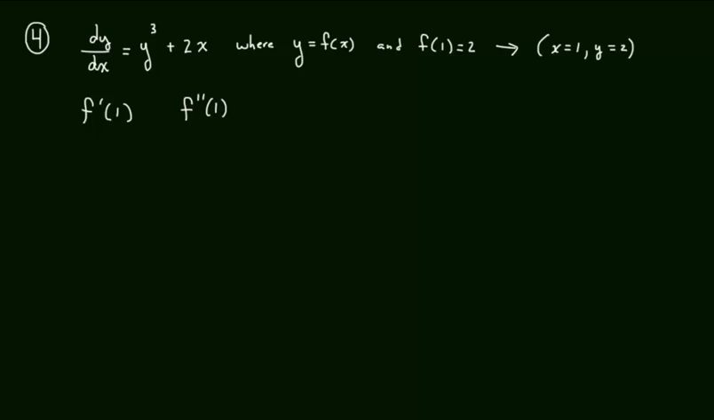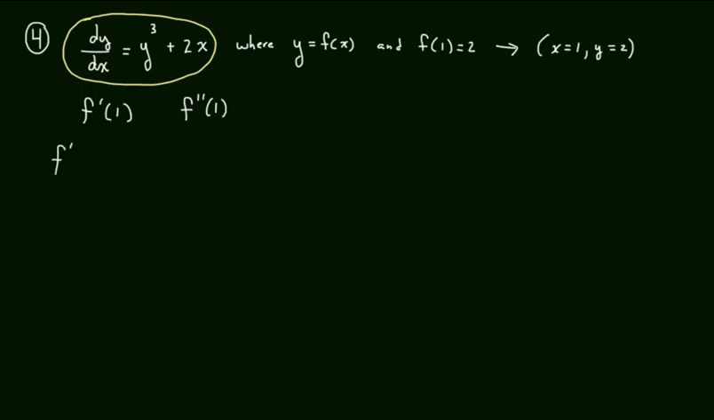Perhaps your first gut is to say, well, I'm going to find that function and then simply find f prime of 1 and f double prime of 1. The problem is this differential equation is not separable, and right now you don't know how to solve it because you cannot separate the variables to get y and dy on one side, x and dx on another side. But there is enough information here to answer the question. So let's take a look.